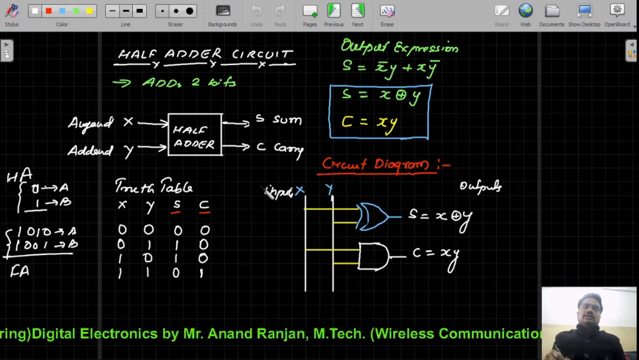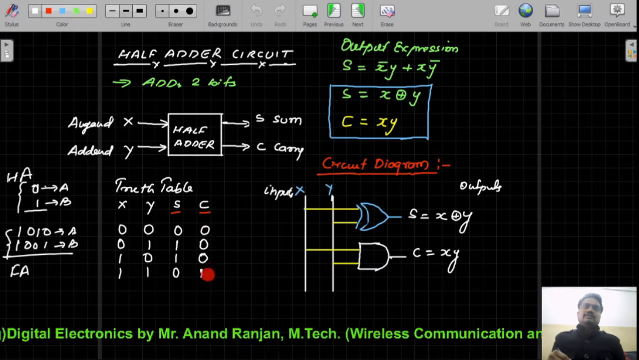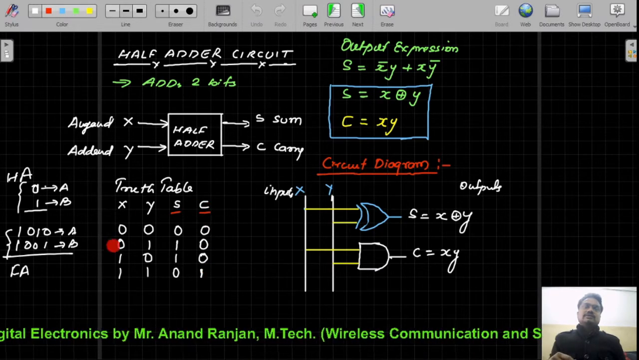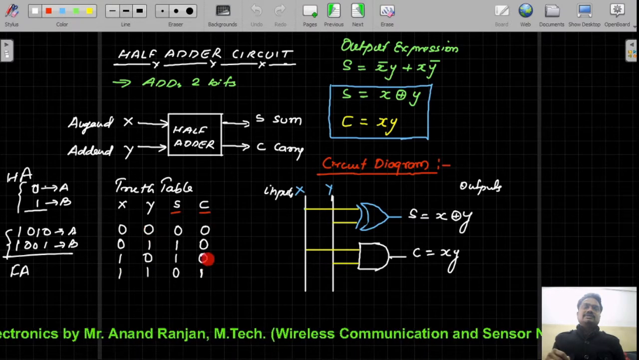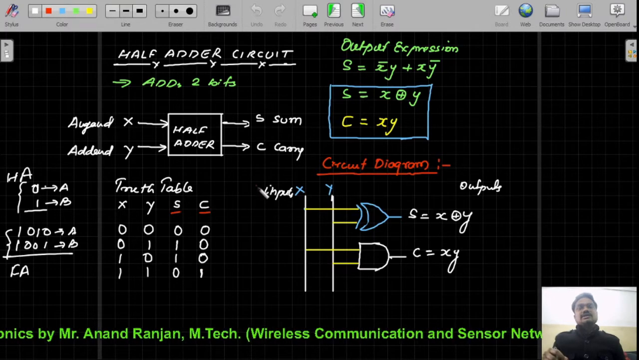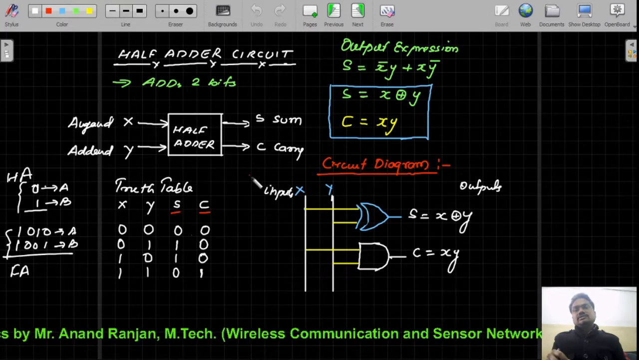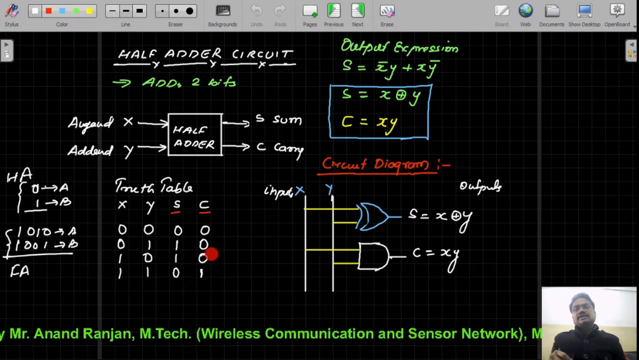Now look at the C column. If you look at the C column corresponding to the input variables x and y, you can see this again represents one standard gate output, that is the AND gate output.